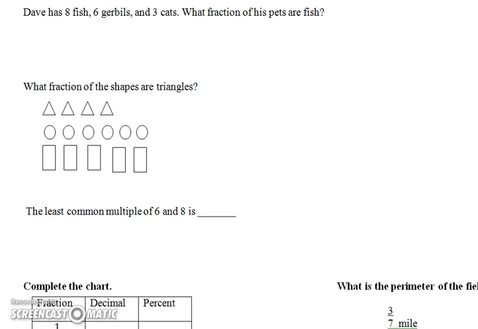Dave has 8 fish, 6 gerbils, and 3 cats. What fraction of his pets are fish? Some people like to do this: since there are 8 fish, I'm just going to put an F for all the fish. 1, 2, 3, 4, 5, 6, 7, 8. 6 gerbils. 3 cats. So I count the number of fish, 8, out of the denominator, always how many in all? So there's 8, 14, 15, 16, 17.